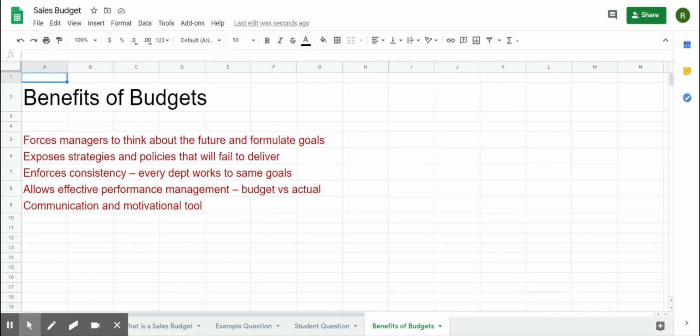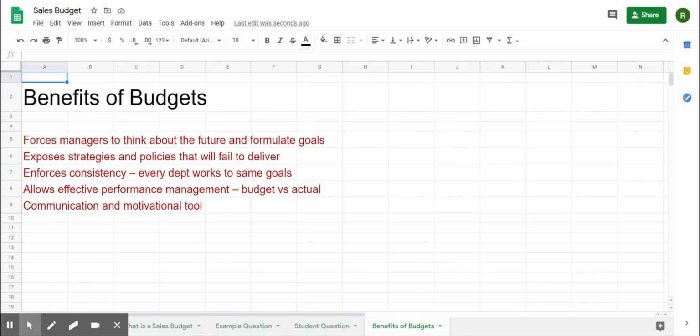Okay, benefits of budgets. How does the business benefit from doing it? Well, first of all, obviously it forces managers to think about the future and to formulate realistic goals for a business. It will show you strategies and policies that may fail to deliver. So if you have a production strategy and there's clearly a mismatch with the sales budget, when we look then at the production budget, then we know that we need to change something quick within the business.